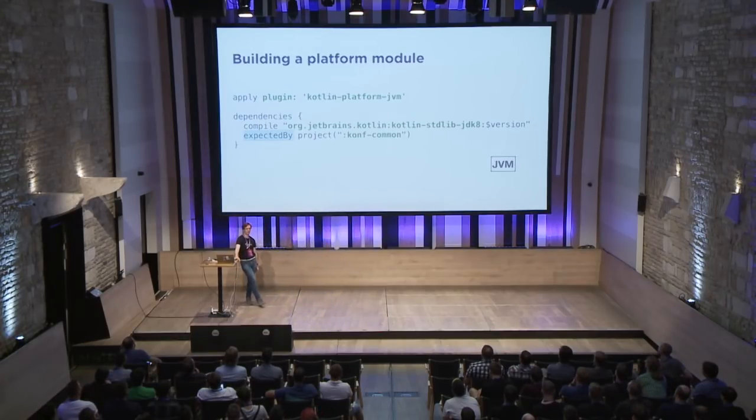And this is how I compile a platform module. So I'm using a different plugin in this case. I'm using the Kotlin Platform JVM plugin, and there are similar plugins for JS, native, and Android. And now I can depend on regular JVM libraries. So in this case, I'm depending on the Java version of the Kotlin standard library. And one other important thing that appears here is this expectedBy dependency. And this is how you link the two modules together, how you specify that this module is actually a platform part of this common module that is called conf-common in this example.